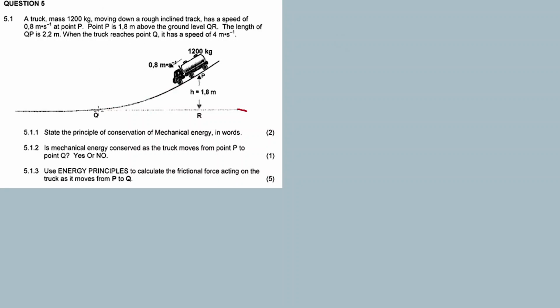When the truck reaches point Q, it has a speed of 4 meters per second. Then they ask for the distance the truck travels from P to Q on the incline. In 5.1.1 we must state the principle of conservation of mechanical energy.